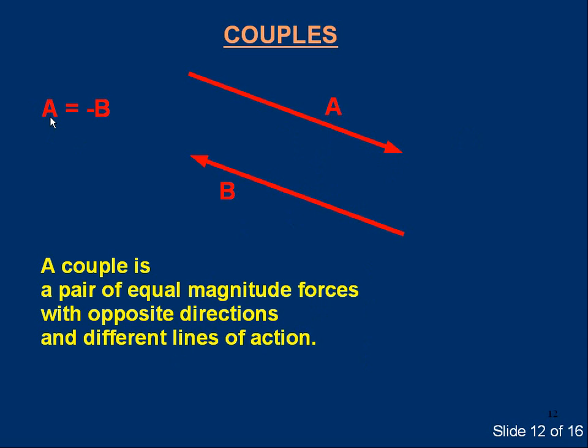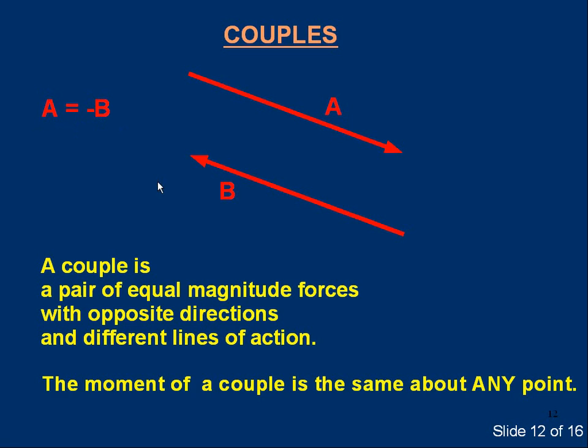Using the suitable notation, we could say A equals minus B. The minus sign tells us that the directions are opposite. I suppose I should really have these overlined or with little arrows over the top or underlined to show they're vectors. A and B are vectors, and A is minus B.